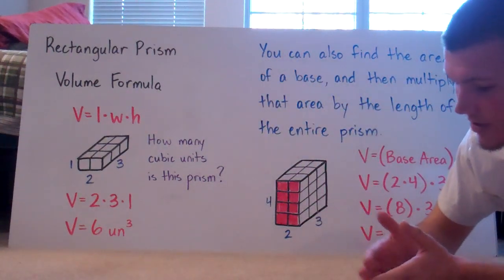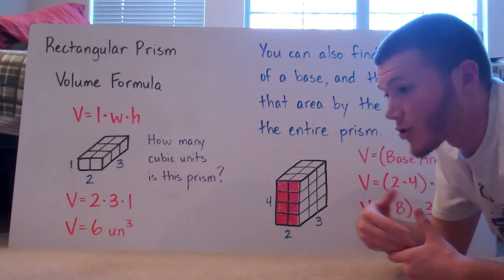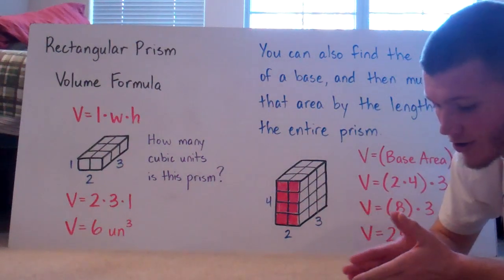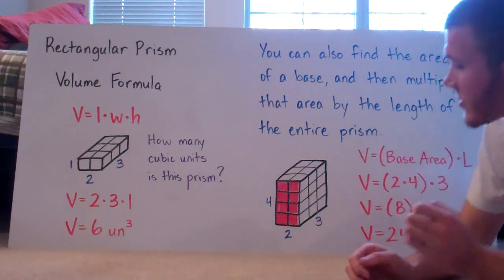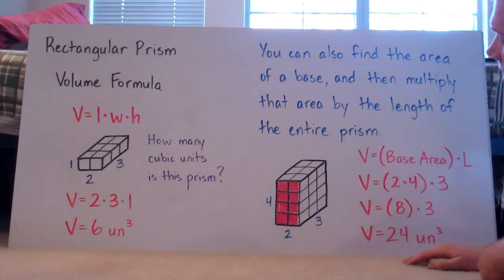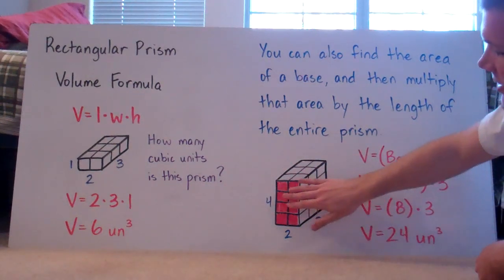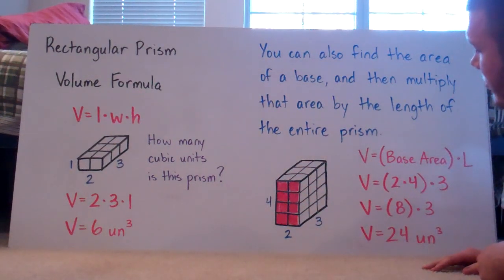And remember, the name of a prism comes from its base. A rectangular prism has a rectangular base. A triangular prism has a triangle for its base. So let's say that's the base. I just flipped this thing up so you could see it. Let's say that's the base of a rectangular prism.